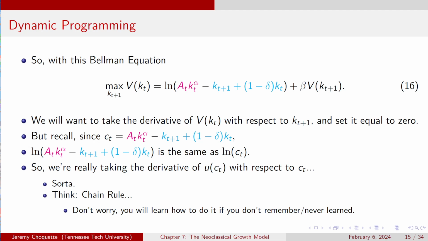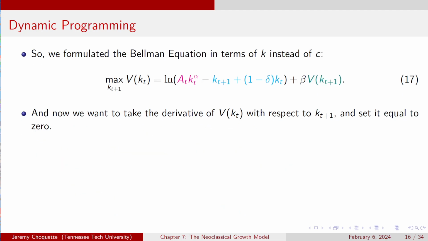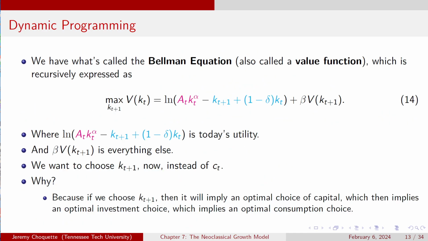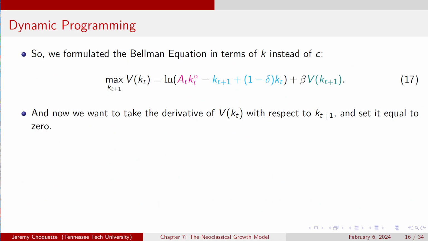Now recall, consumption is equal to output minus investment. So the pink stuff minus the blue stuff is equal to consumption. So the natural log of that pink stuff minus the blue stuff is the same as the natural log of CT. So really what I'm doing is taking the derivative of U of CT with respect to CT, think like chain rule, and then making one little tweak to be consistent with the chain rule. All right. So we got equation 17, which is the same as equation 16, which is the same as equation 14. It's just now equation 17 because it's on slide 16 instead of slide 14 or 13.